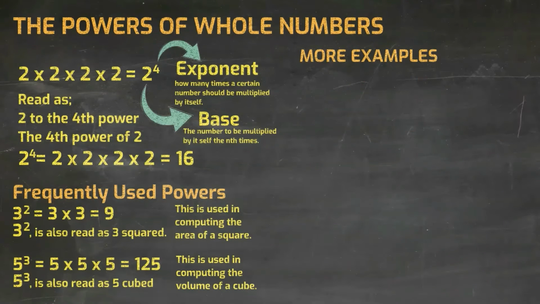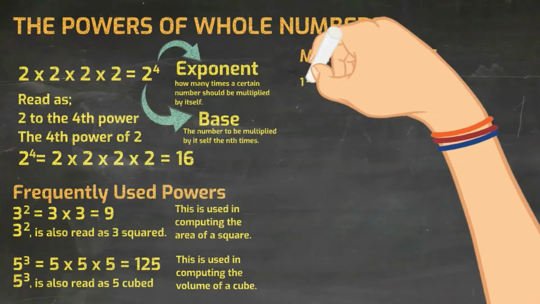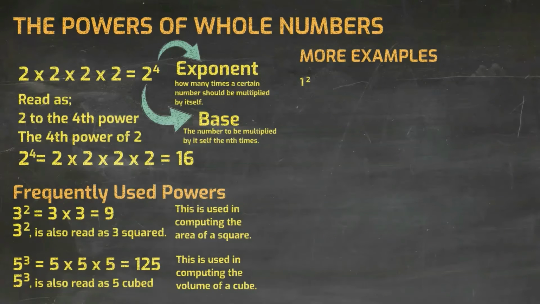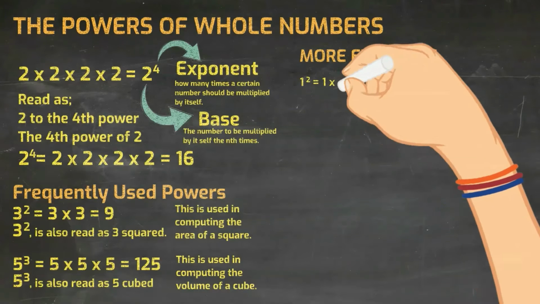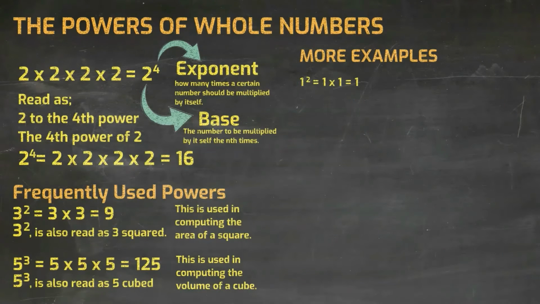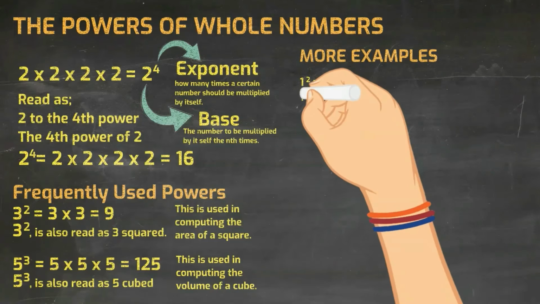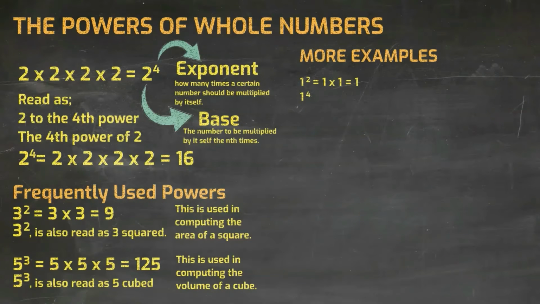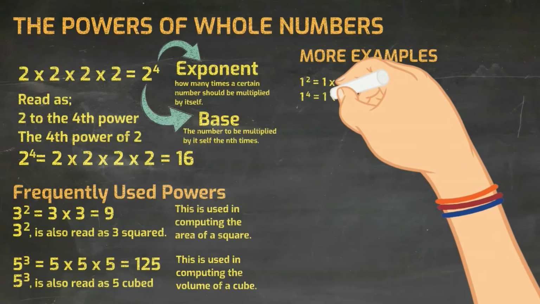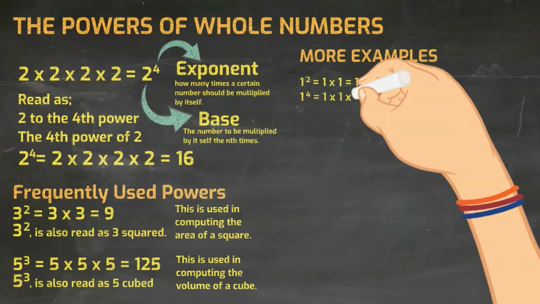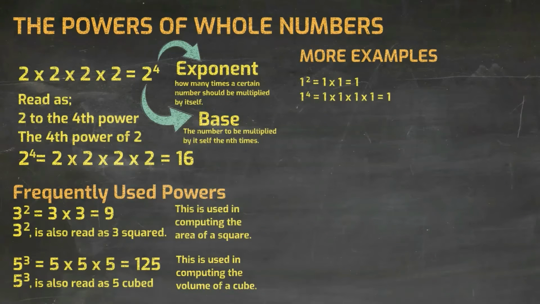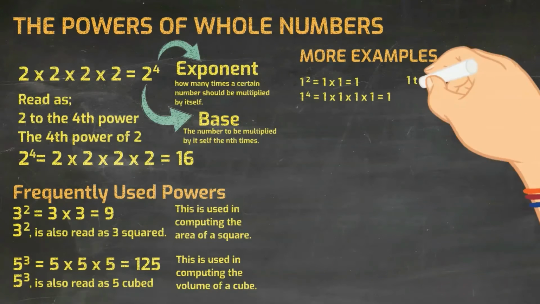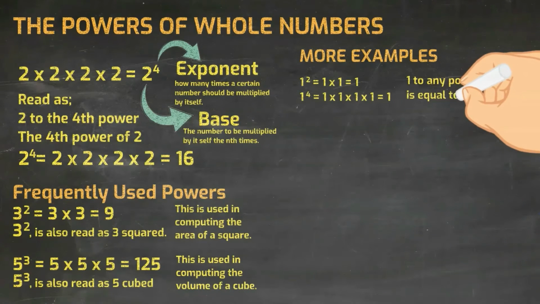Let us have more examples. 1 squared. What is the equivalent of 1 squared? Let's evaluate. 1 squared equals 1 times 1. And this is equal to 1. Next example. 1 to the 4th power. 1 to the 4th power equals 1 times 1 times 1 times 1. And this is equal to 1. What have you noticed? 1 to any power is equal to 1.